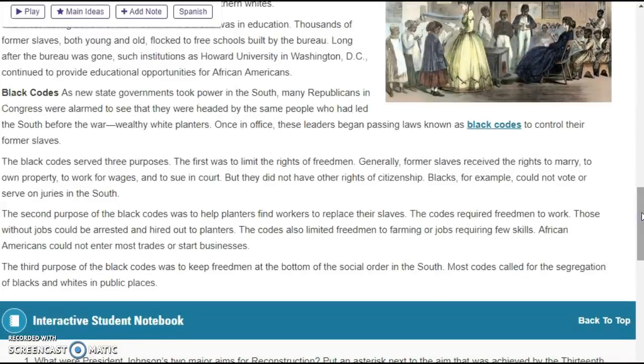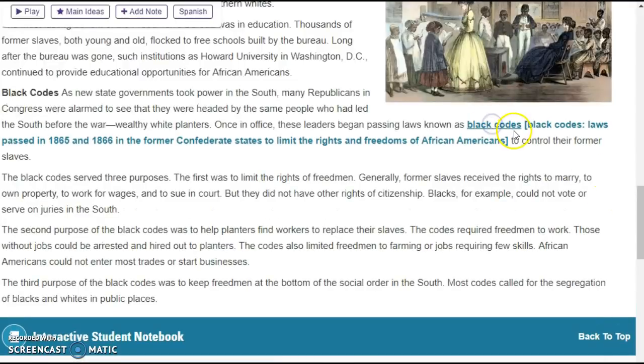Black Codes. As new state governments took power in the South, many Republicans in Congress were alarmed to see that they were headed by the same people who had led the South before the war, wealthy white planters. Once in office, these leaders began passing laws known as Black Codes to control their former slaves. Black Codes, laws passed in 1865 and 1866 in the former Confederate states to limit the rights and freedoms of African Americans.